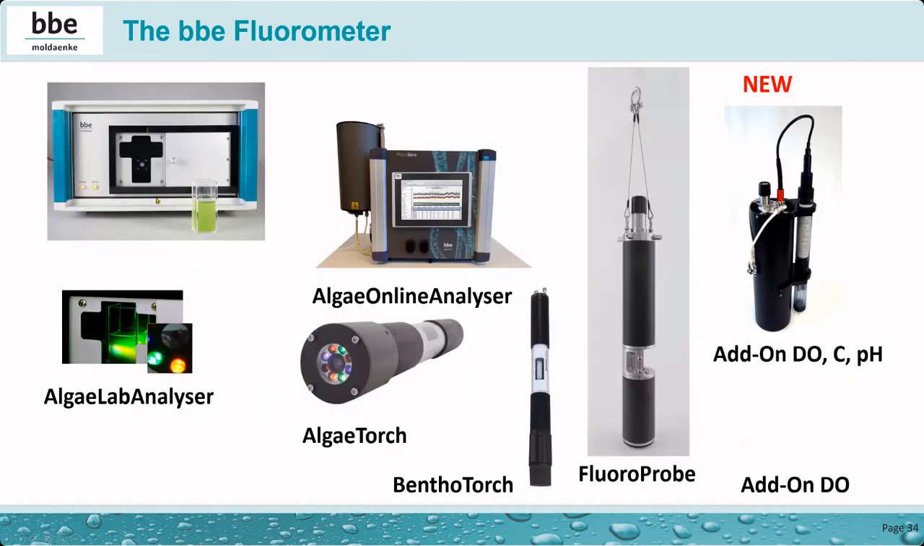Just some information about our instruments. We have a lab analyzer. You can just take a 25 milliliter sample, put it inside, and within a few minutes you get results. Then you have this Algae online analyzer, which is a typical instrument at waterworks because it's easy to operate and has a cleaning system inside. You have the algae torch and bentho torch as handheld instruments, a fluoroprobe for depth profiling, and we have a new probe from the US. We combined it with our new fluoroprobe, and you can also measure dissolved oxygen, conductivity and pH.